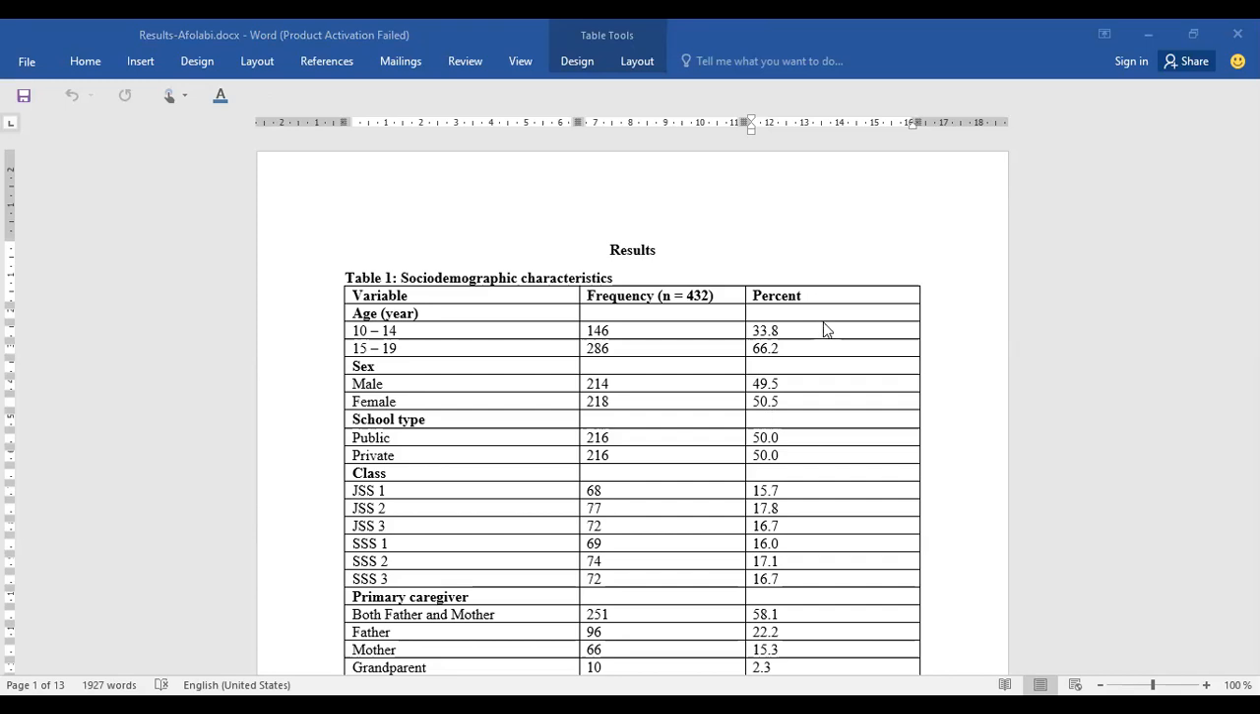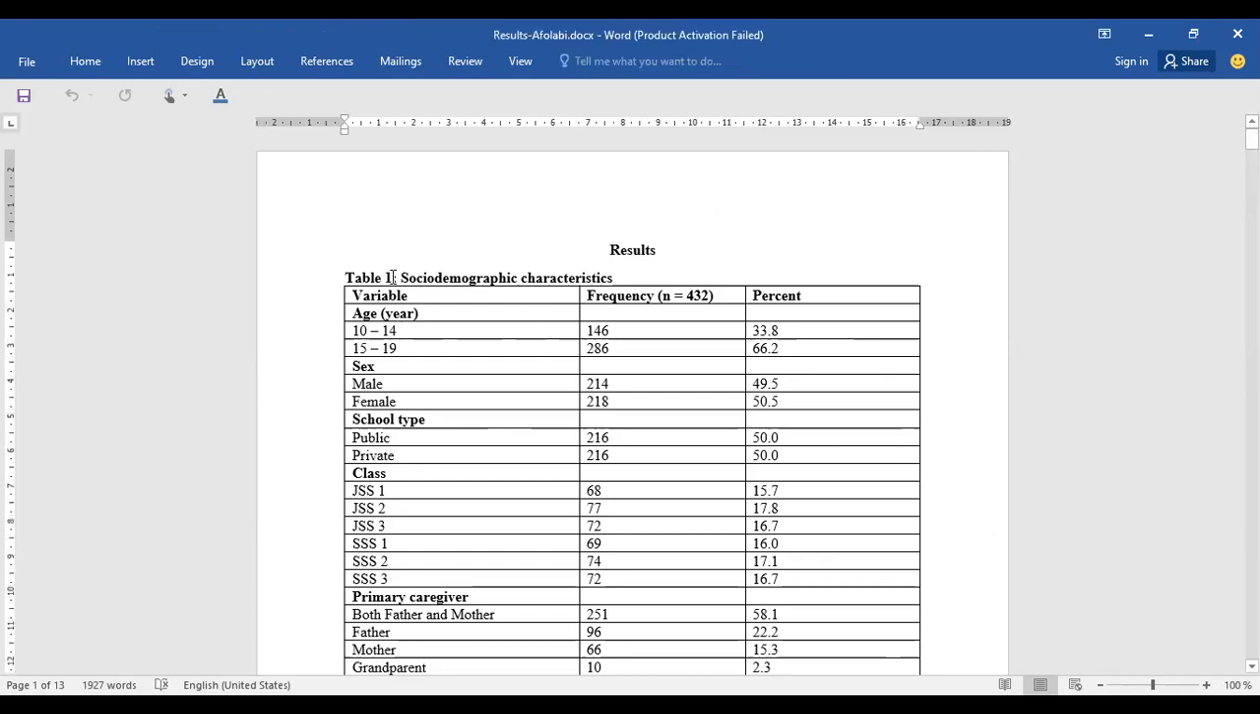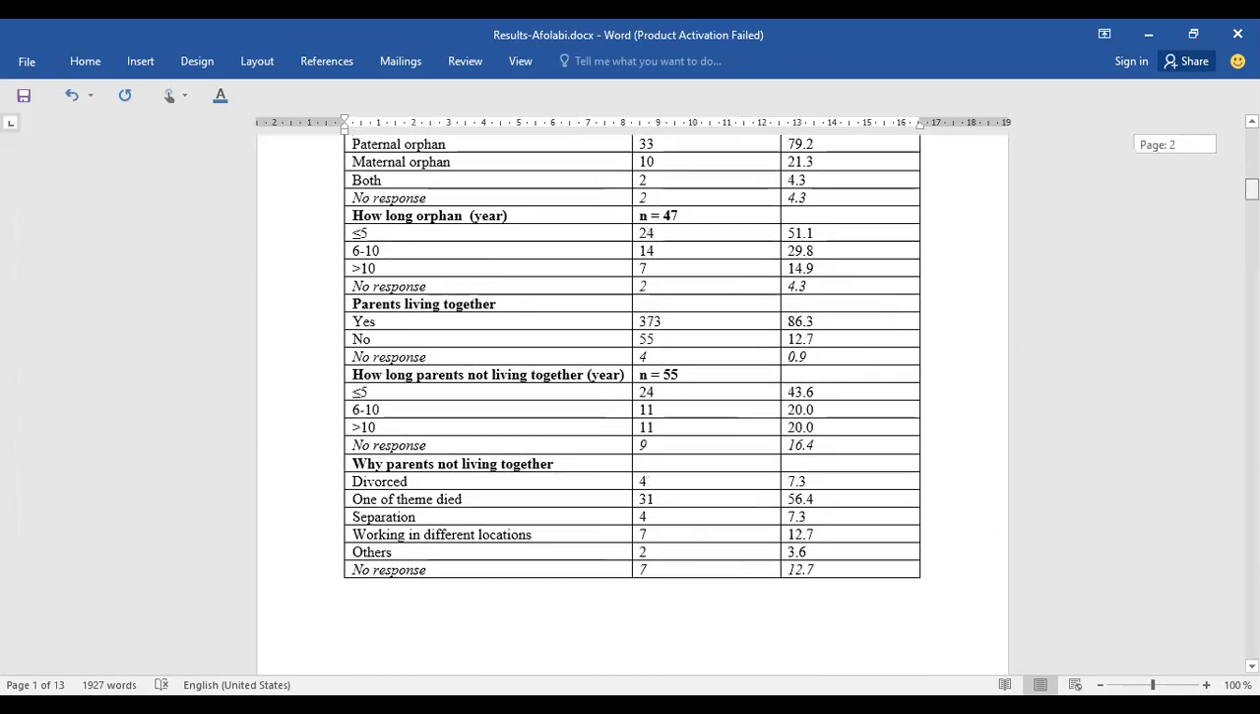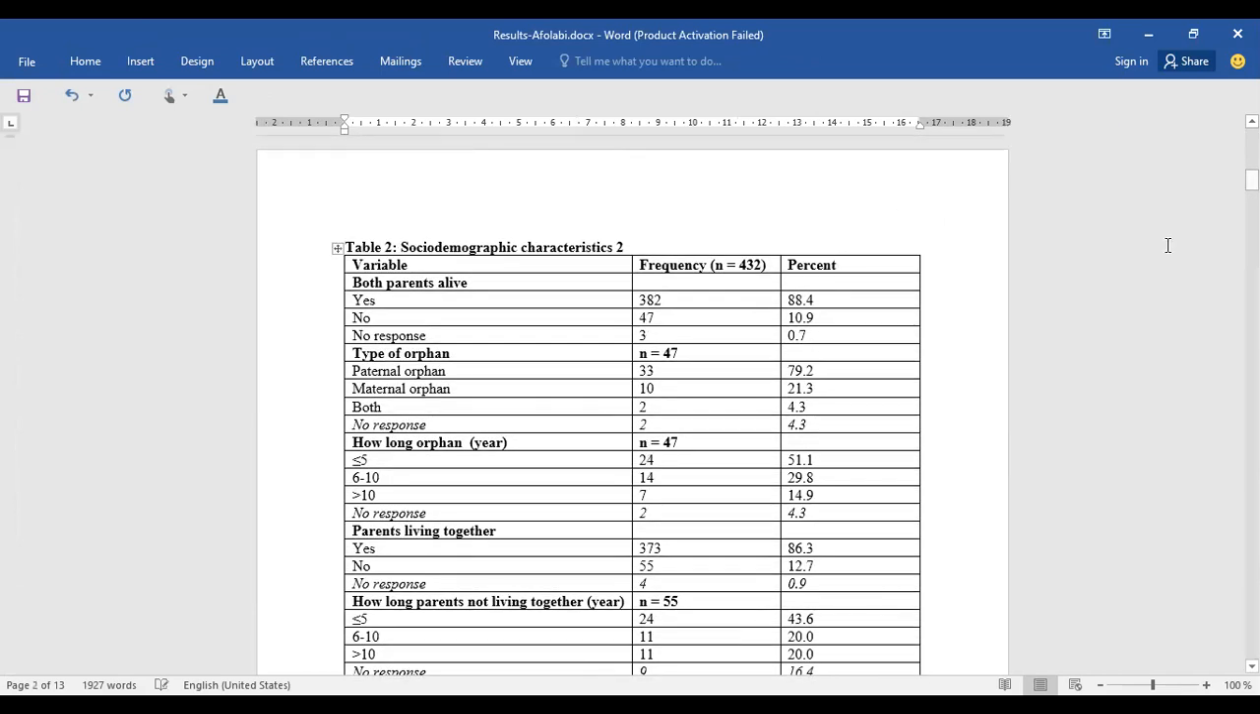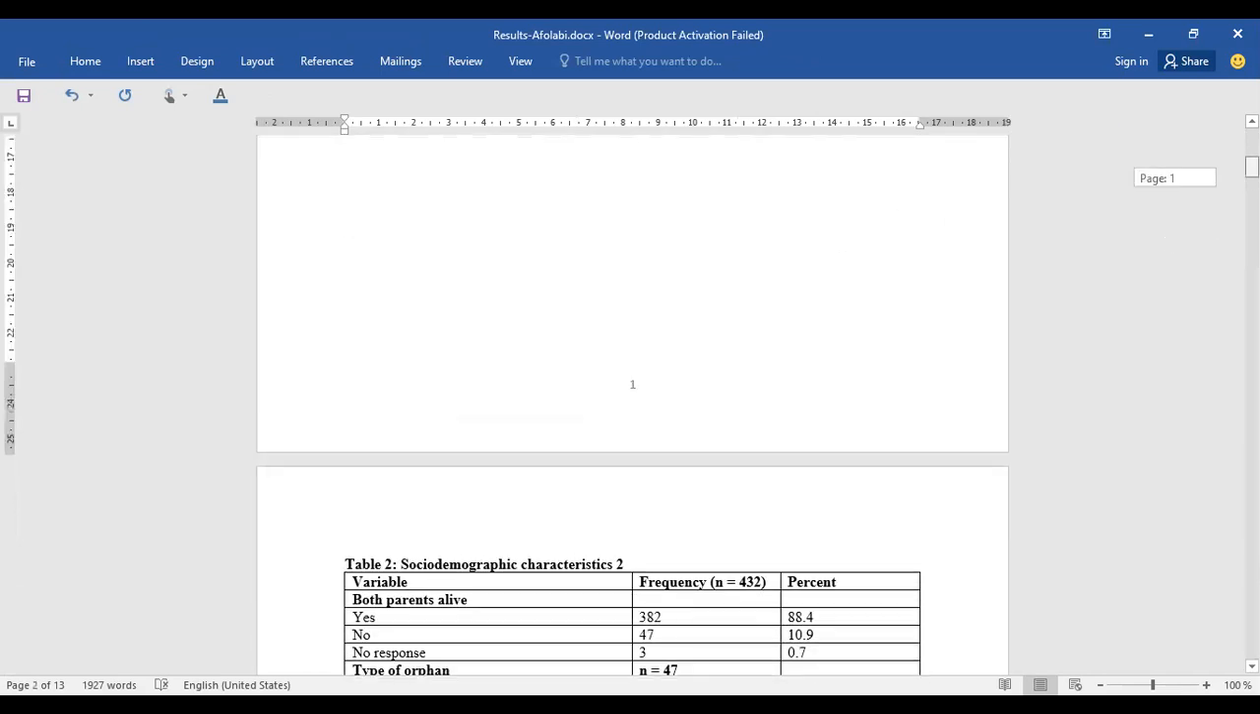Oh, go on, Dr. Afolabi, go on here. I said this one can be named table 1A. Okay, you can do that if you want to. Table 1A, social characteristics. So, under that table 1A, sir, hello? I'm listening.